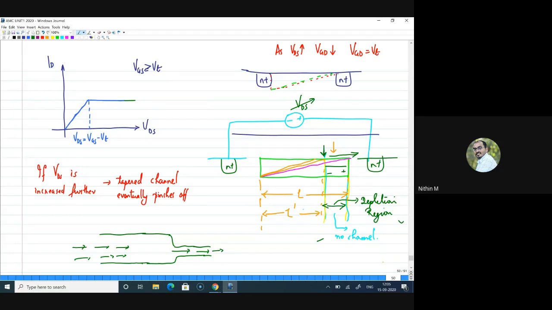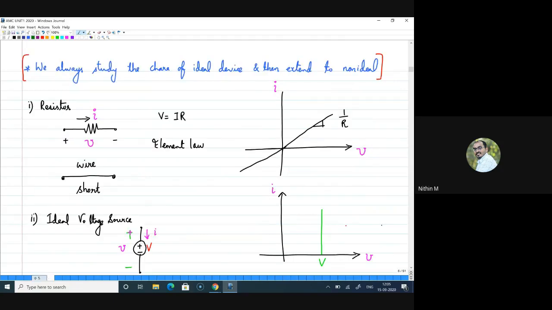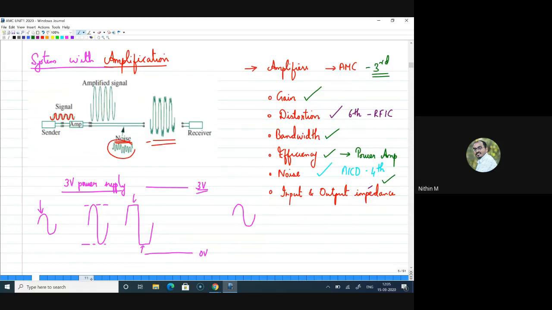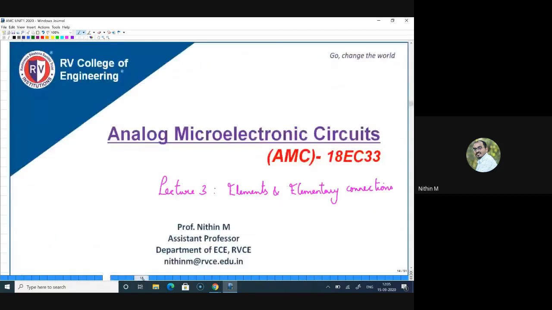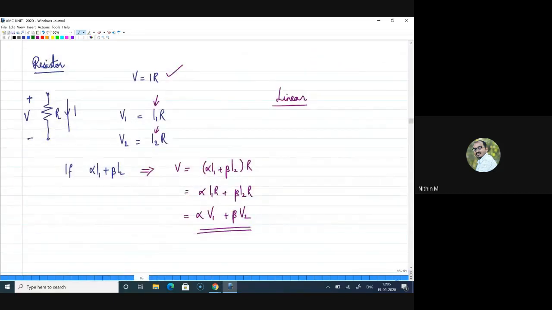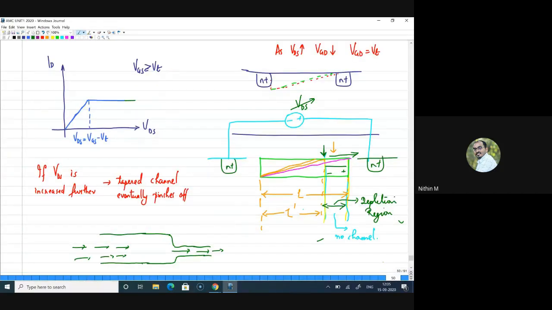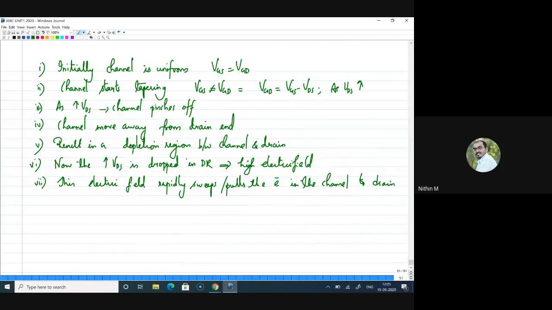So I hope you remember what width is, probably from one class. I'll come back to that. Any other questions? All right, let me continue with this.